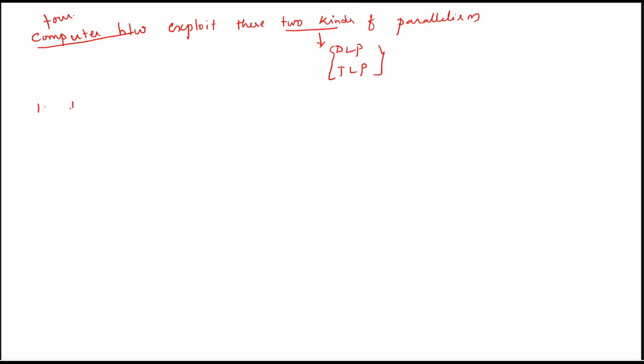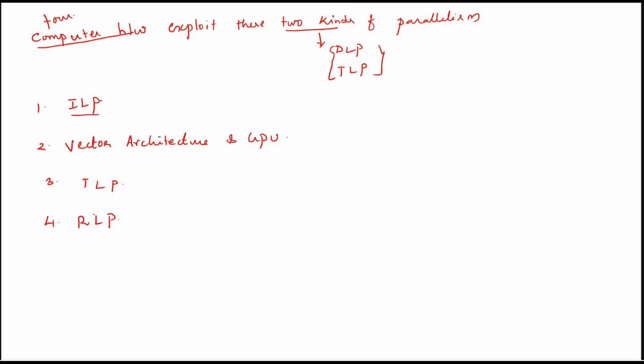Of that, the first one is ILP, instruction level parallelism, which we have just discussed. The next one is vector architectures and GPUs. The third one is thread level parallelism, and the fourth one is request level parallelism.